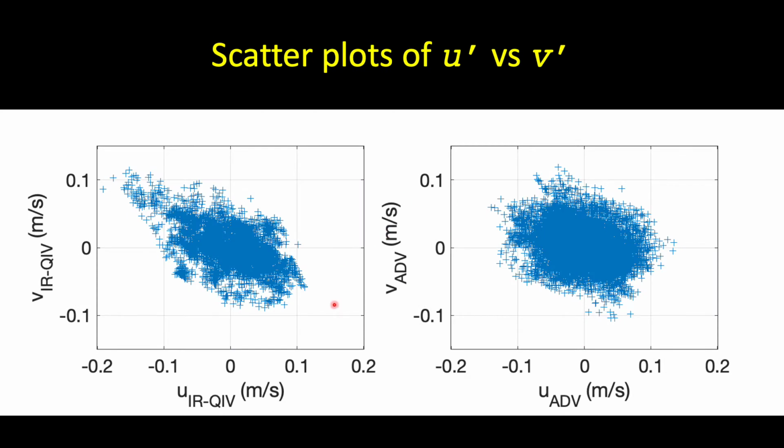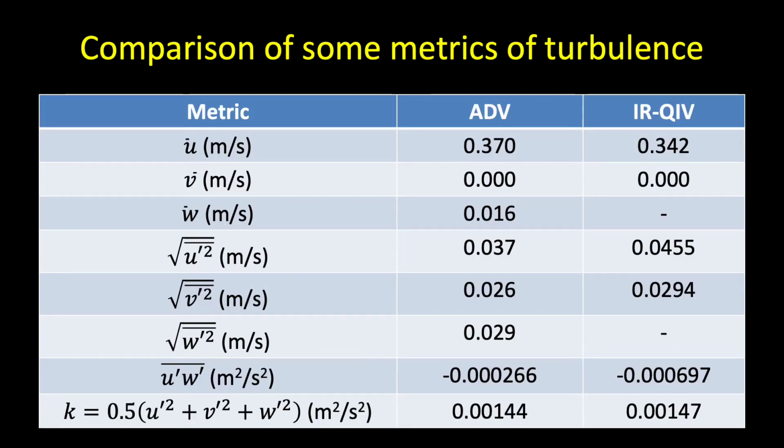Here I'm showing scatter plots of the horizontal and vertical turbulence intensity. You see effectively they're the same, ADV on the right, IR-QIV on the left. The surface splats seem to have a little stronger shear. We'll see that in the mean Reynolds stress in a minute, but both are characterized by very similar scales. Here are the mean metrics calculated of the turbulence.